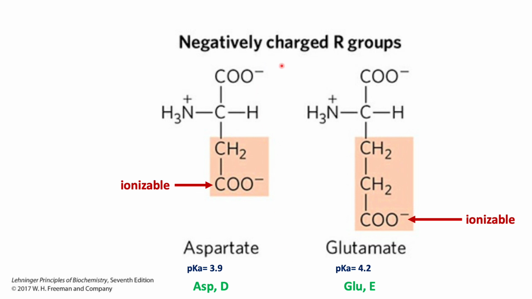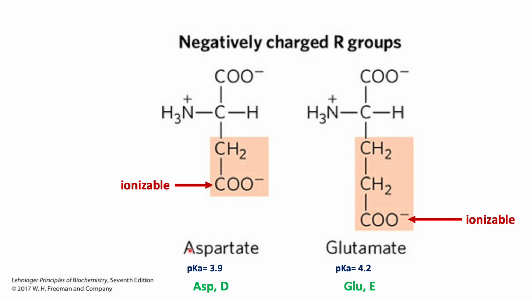Lastly, we have the negatively charged R groups. Once again, they are charged, so they will be very hydrophilic. So we have aspartate and glutamate. Both of them have ionizable groups, and we see the carboxyl groups, and since they both have ionizable groups, once again, they both have pKas.